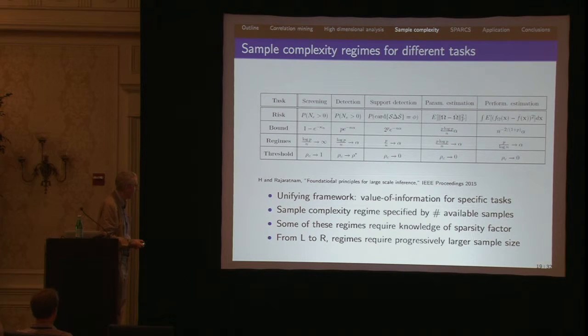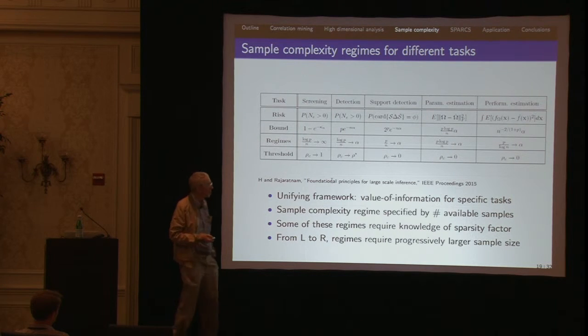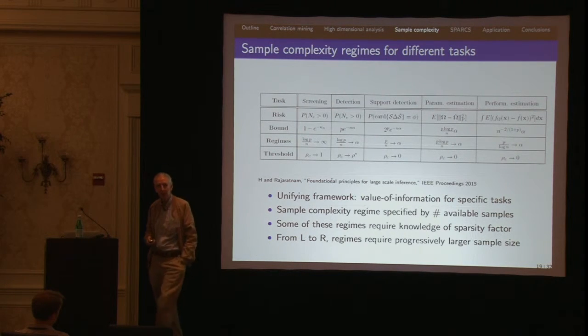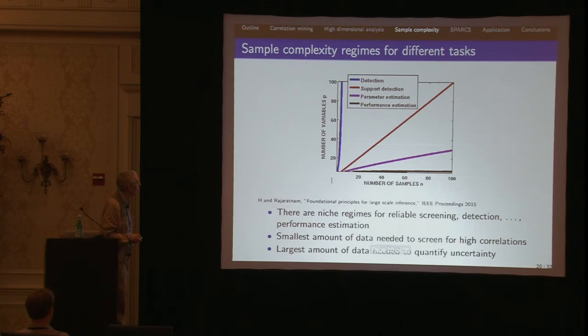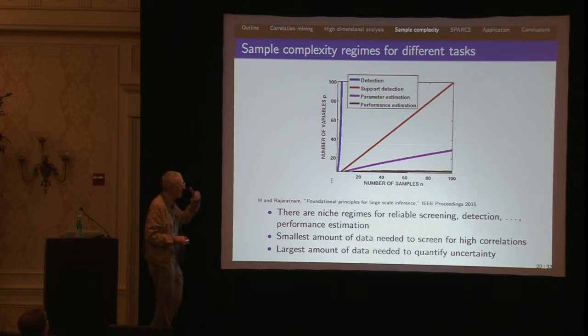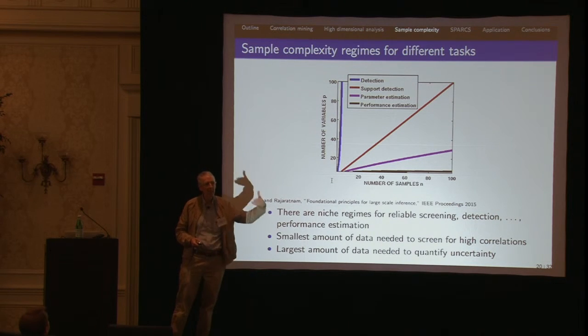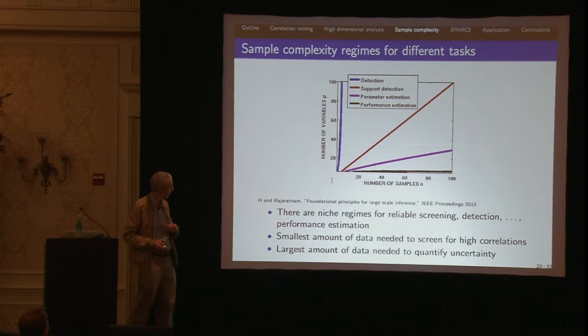So that's the sample complexity analysis, which effectively says that from left to right, you require progressively larger sample size. So what this suggests strongly is the recommendation for multi-stage type procedures that progressively use samples to pare down the more complex tasks in sequence.